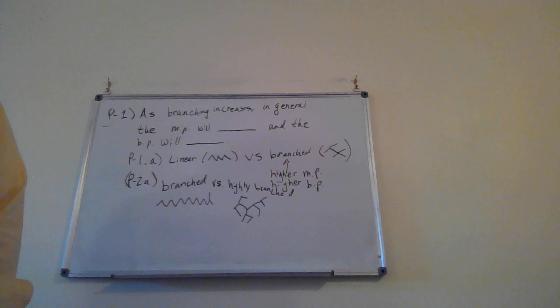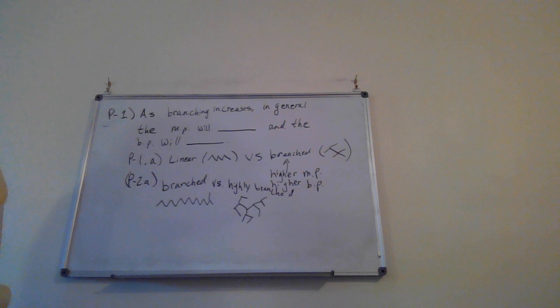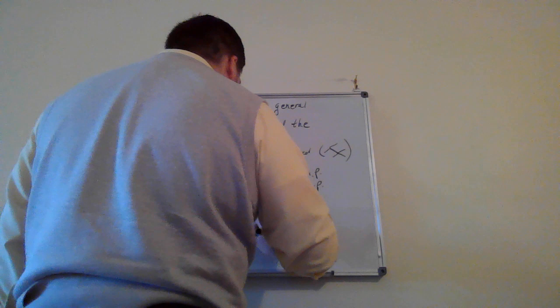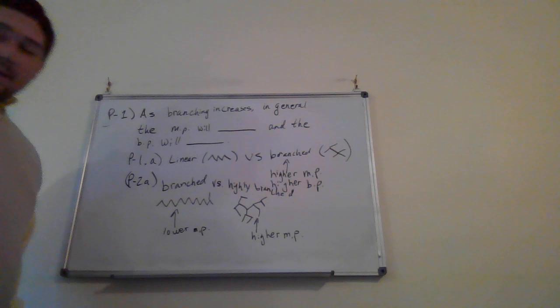Okay? So since it has higher branching, it's going to be more sphere-like, so it's going to be better stacked. This means it's going to have a higher melting point. This would have the lower melting point. Okay? Now this is where it deviates a little bit from this discussion.